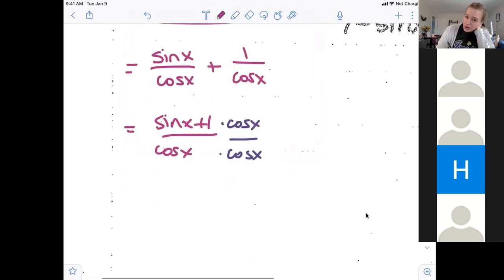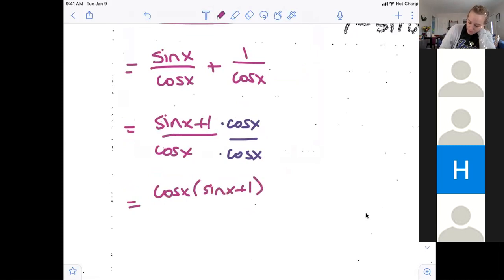I'm not going to distribute on top until I know that that's necessary. So I'm going to keep it as cos x times sine x plus 1. My hint is to keep it always in that factored form. Don't distribute until you absolutely have to, because it's going to be way more complicated if you have to factor it back again. If you just keep it in this form, it's sometimes easy to simplify in a few minutes. And it would be harder to have to refactor it and then recognize that I can simplify that. On the bottom, I get cos x times cos x, or cos squared x.